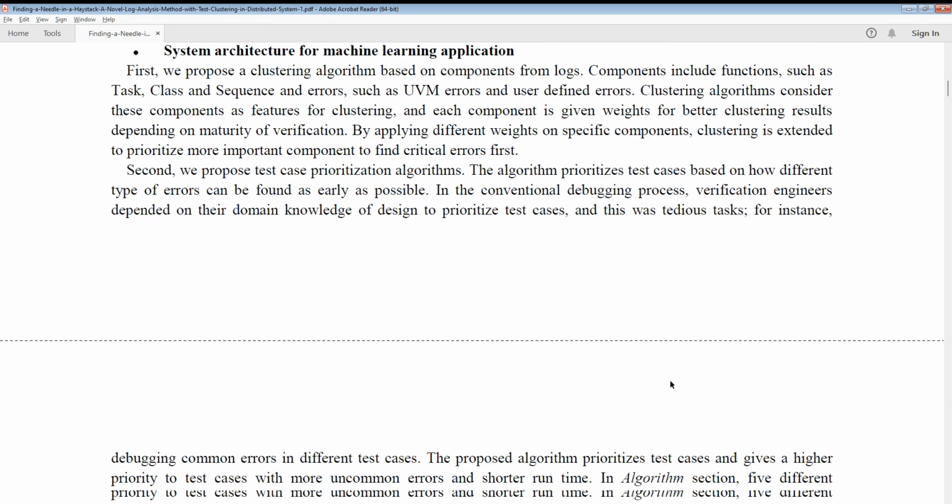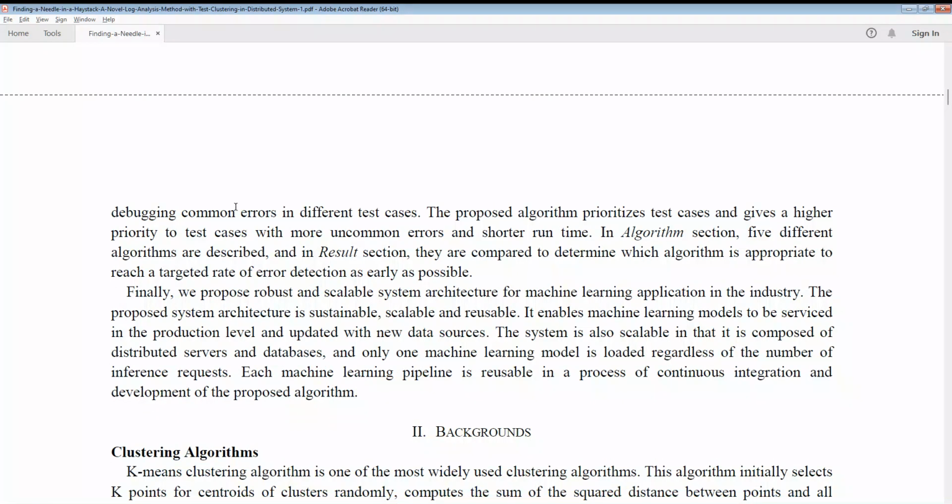For instance, when debugging common errors in different test cases, the proposed algorithm prioritizes test cases and gives a higher priority to test cases with more uncommon errors and shorter runtime. In the algorithm section, 5 different algorithms are described, and in the result section, they are compared to determine which algorithm is appropriate to reach a target rate of error detection as early as possible.